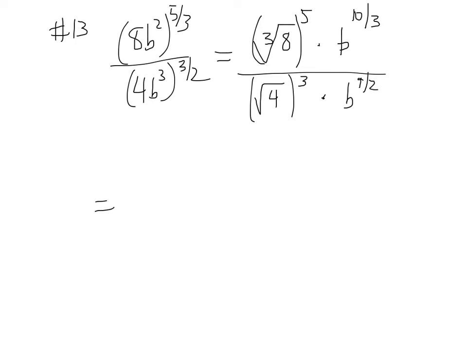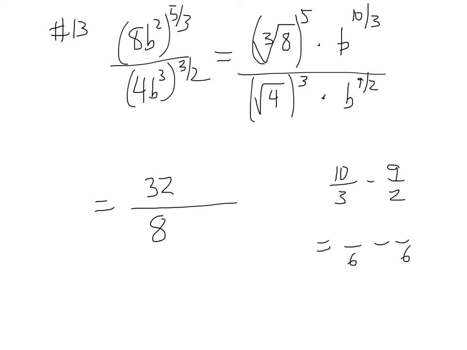Alright, the cube root of 8 is 2. 2 to the 5th is 32. And then the square root of 4 is 2. 2 cubed is 8. And then the b's, we're going to subtract our powers. So we're going to take 10/3 minus 9/2. I have to have a common denominator there. It looks like it's 6. So this is going to be 20 over 6. And 9 times 3 is 27. So that's minus 7 over 6.